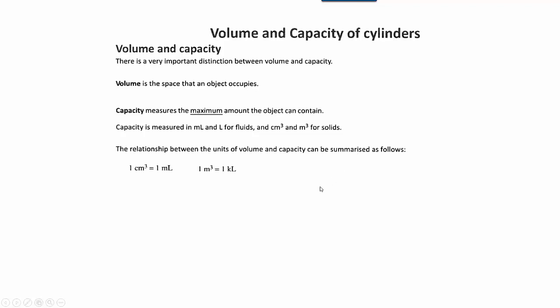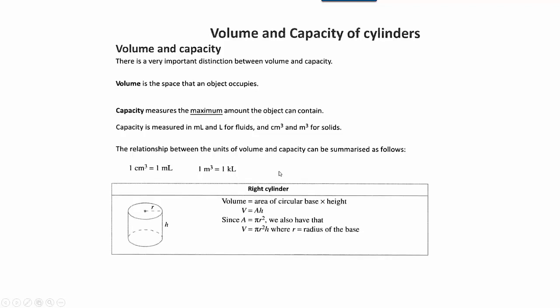Right, there are some relationships that we need to remember. A cubic centimeter is equivalent to 1 milliliter, and 1 cubic meter, or a meter by meter by meter cube, is the equivalent of a kiloliter or 1,000 litres.